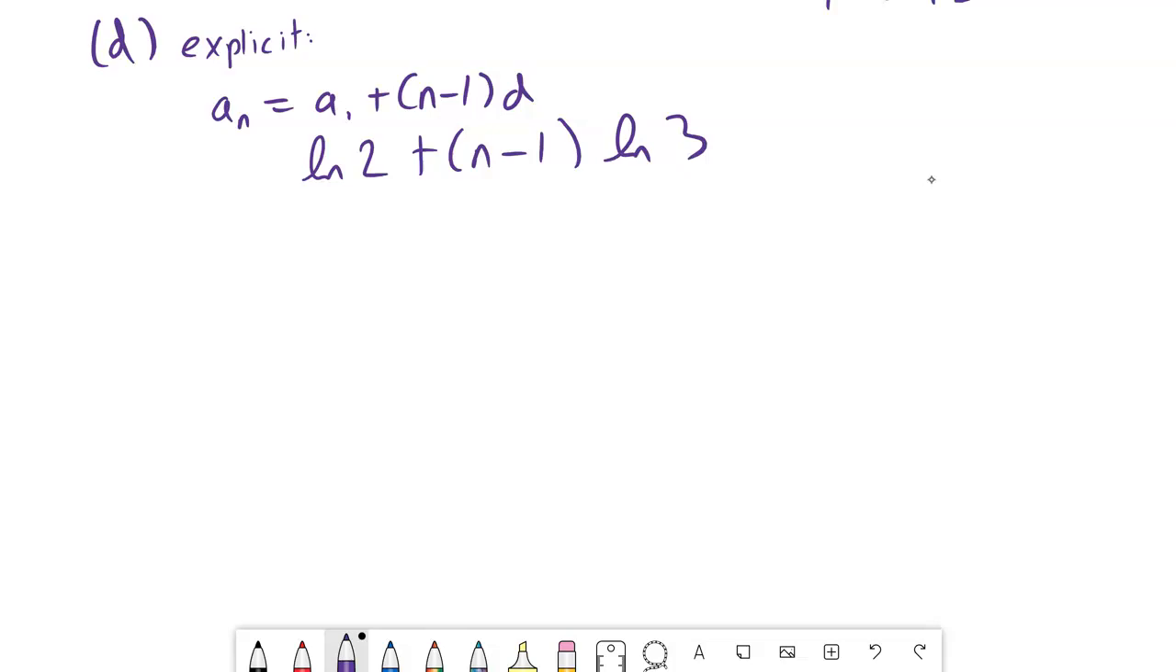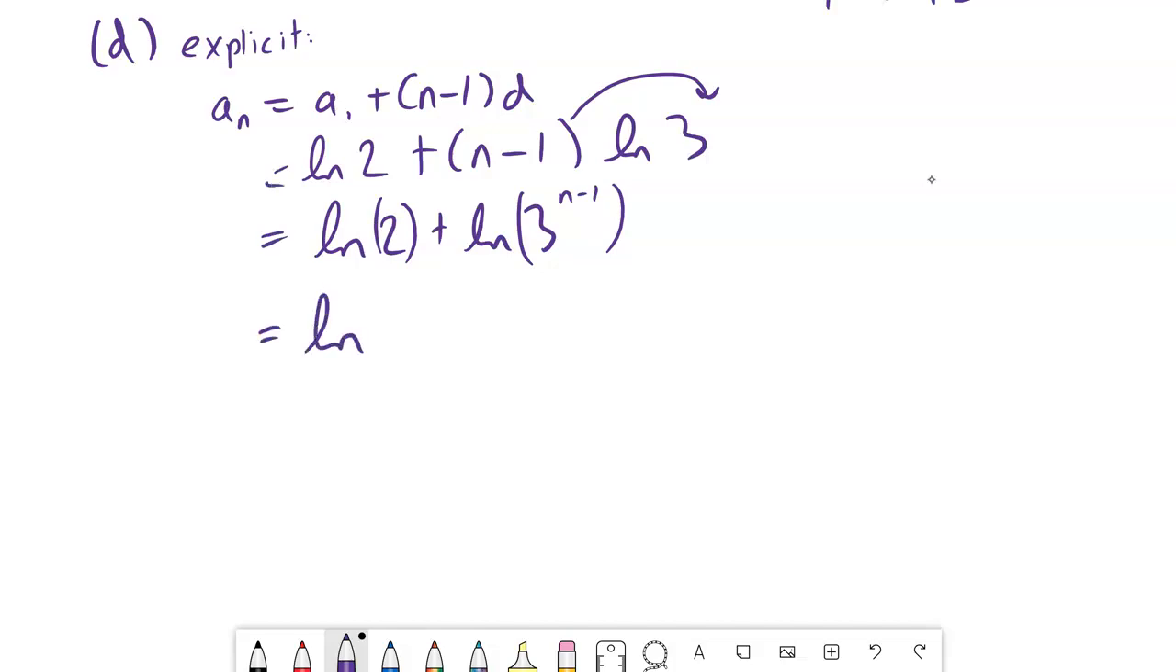Let's do some log properties. This is technically a constant, so we can bring it over here. Natural log of 2 plus natural log of 3 times n minus 1, right? And then we can multiply them together. And then this is what we can call the explicit rule, and we can always double check it, right? Let's try to double check it with the 9th term.